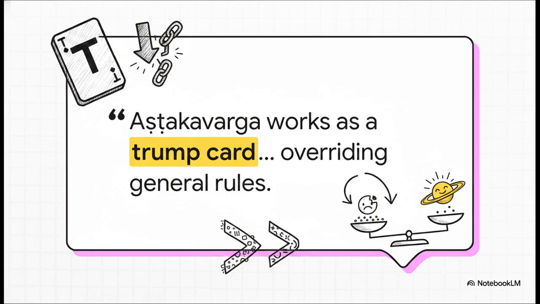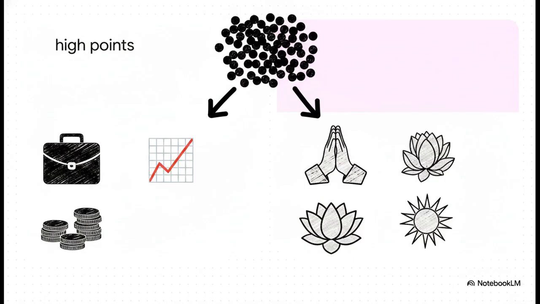On the flip side, you could have a gorgeous, exalted planet, but if it's sitting in a house with terrible points, it's just not going to deliver on its promises. The math always wins. And what's really cool is how the points trigger a planet's specific personality.